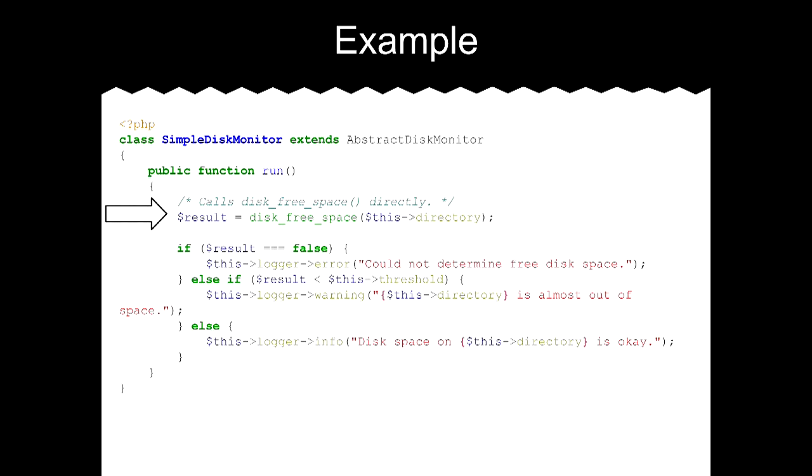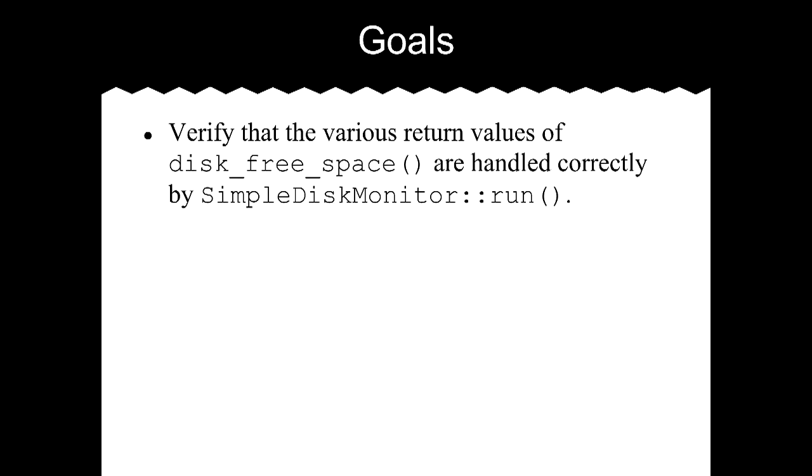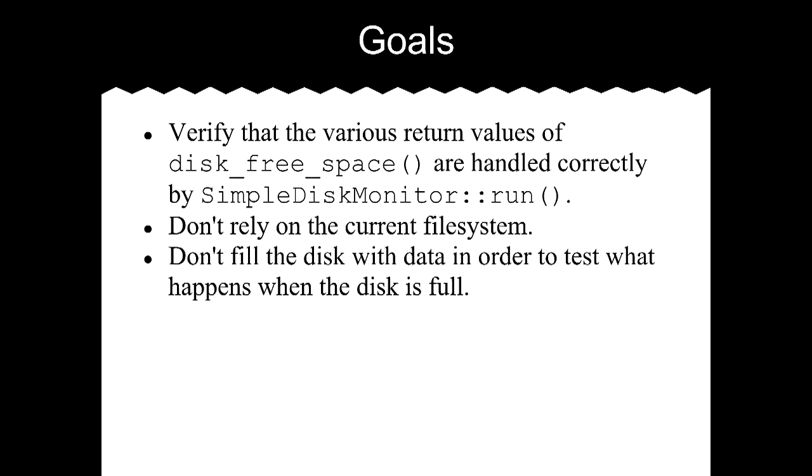What can we do about this? Let's define some goals. Well, we want to verify the various return values of disk_free_space are handled correctly by our class. And we don't want to rely on the current file system in doing this, because that'll vary from machine to machine, and if we do, our results might not be repeatable. And we don't want to fill the disk with data just to find out what happens when the disk is full. If we do, sysadmins won't like you.